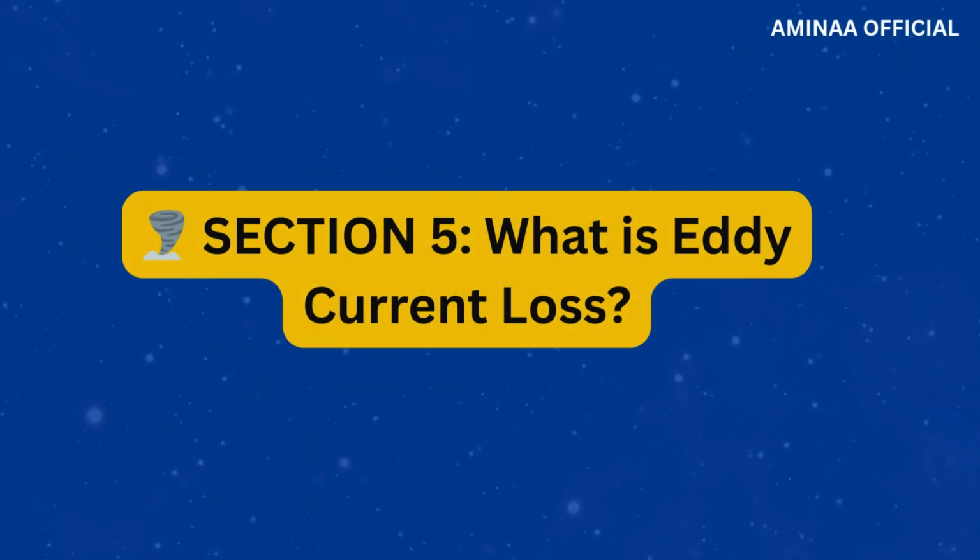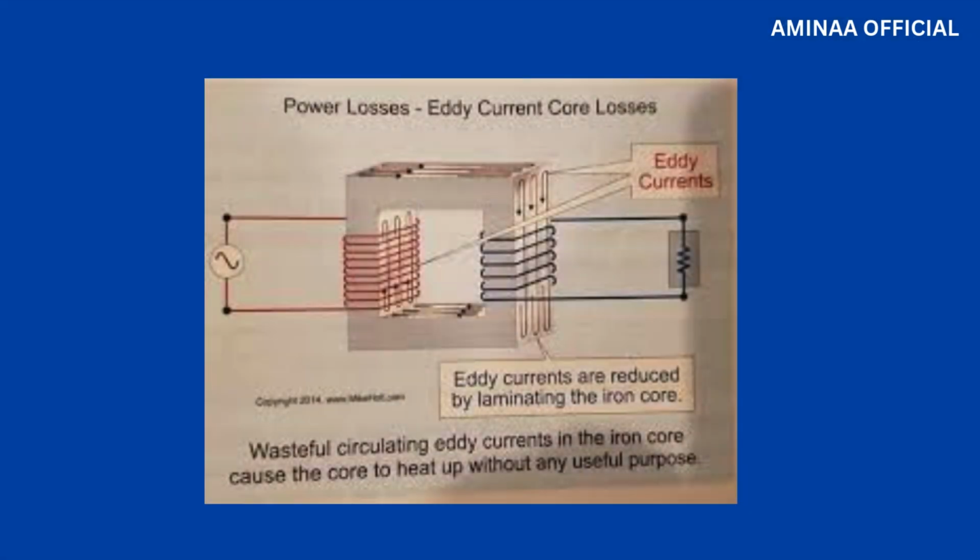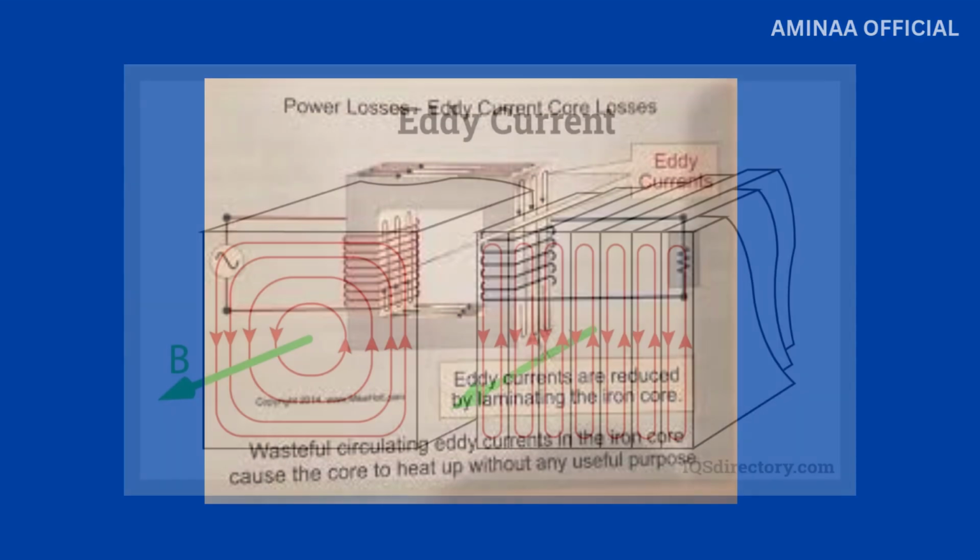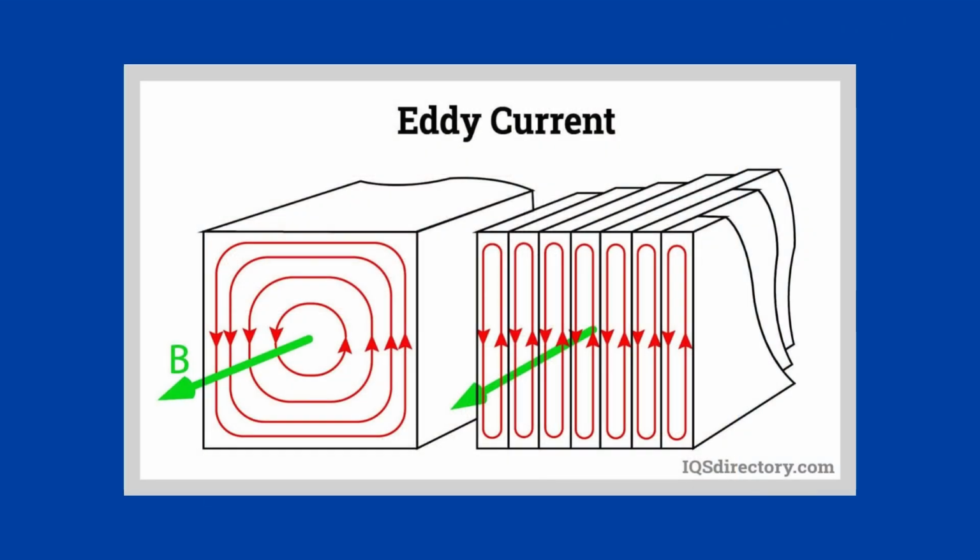Next, they might ask, what is eddy current loss? Again, because we're using AC, current should ideally flow only through the windings, but sometimes small loops of current start circulating inside the core. These are called eddy currents. They cause unwanted heating and energy loss in the core. That's called eddy current loss.